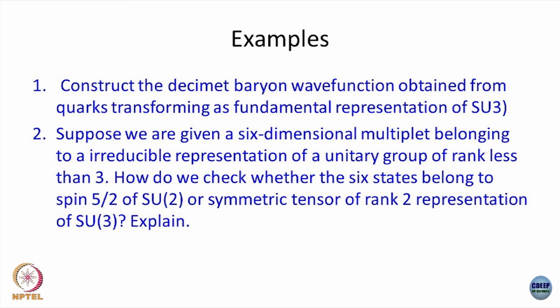So, that was the question. Construct the Decimate baryon wave function obtained from quarks transforming as the fundamental representation of SU3. So, the UUU is one state, then you can show that it is a linear combination of UUD, which will be the other state, and so on. All the 10 states you can write it out.